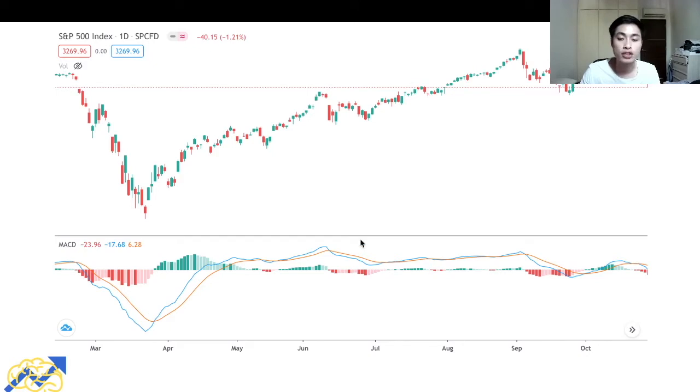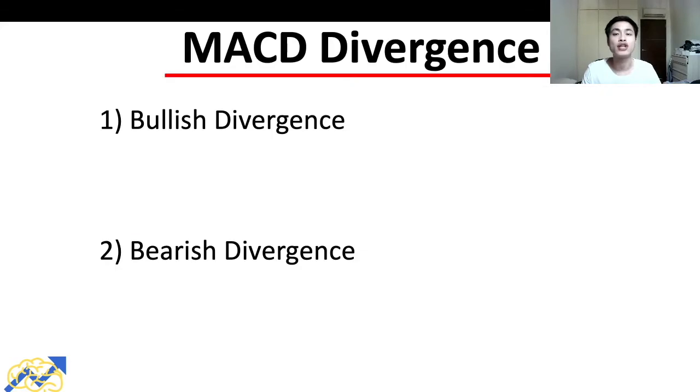So the red part of the histogram will be sell signals, and the green part of the histogram will be buy signals. So for the MACD crossover strategy, you can take a look at either the MACD line and the signal line or the histogram. The next MACD strategy is the MACD divergence strategy. There are two things that you need to know for the MACD divergence strategy. You need to know what is a bullish divergence, and you also need to know what is a bearish divergence.